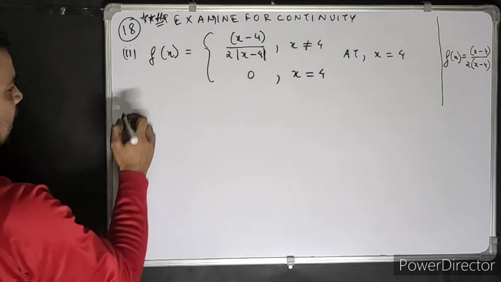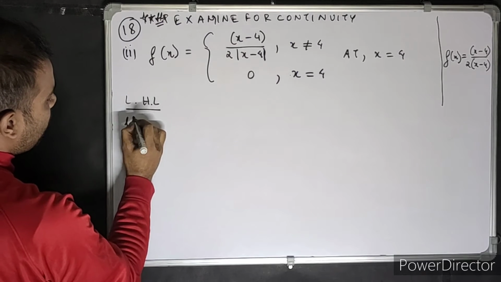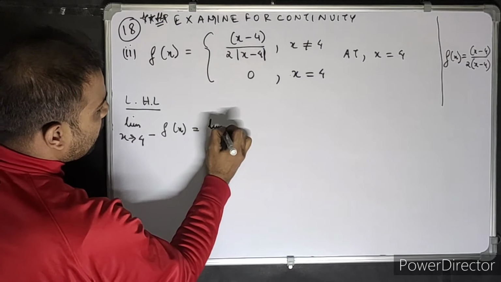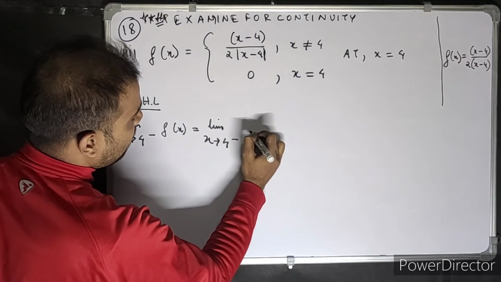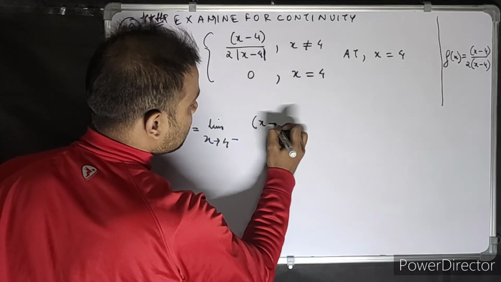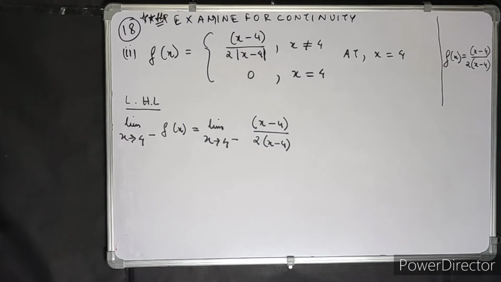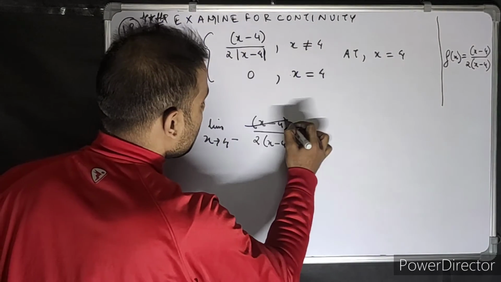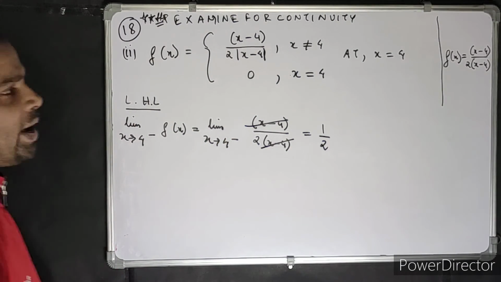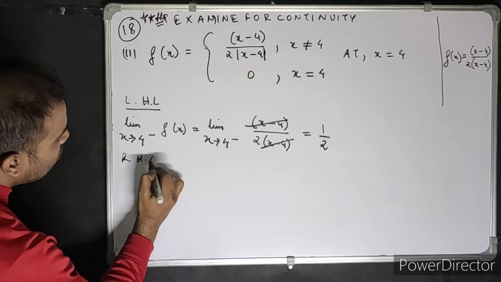Now let's start with the LHL, left hand limit. Limit of x tends to 4 negative, f of x is equal to limit x tends to 4 negative. Which one are you going to take? So not equal to 4. So you're going to write (x minus 4) divided by 2(x minus 4). Please don't put the 4 inside. Your cancellation has to be done here. Cancel. Answer is 1 by 2. Some of you may be thinking, why can't I cancel there and then write 1 by 2? You can go ahead if you want to do that. No problem. That is also correct.